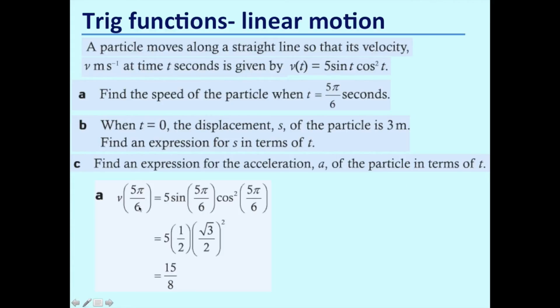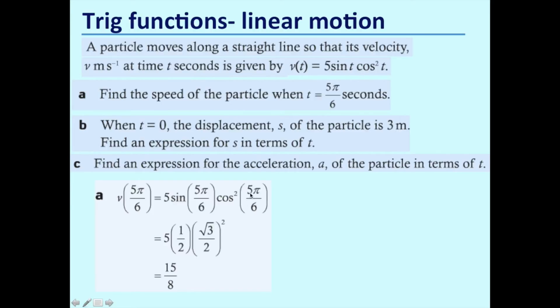So for part A then, all we're going to do is take our value of 5 pi by 6 and substitute that into our expression for the velocity function, which means we ideally need to know our exact values in order to work out 5 pi by 6. So that's the same as 150 degrees, which we know because we can reflect the sine values in the first and second quadrant, would be the same as sine 30 degrees, which is a half. Cos 5 pi by 6 would have the same size as cos pi by 6, which would be root 3 over 2.